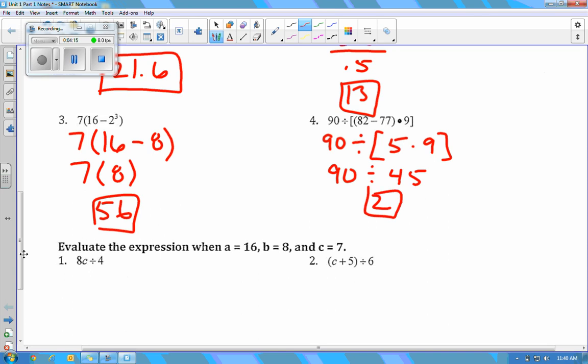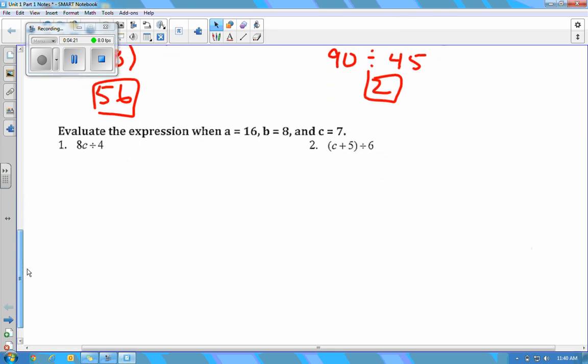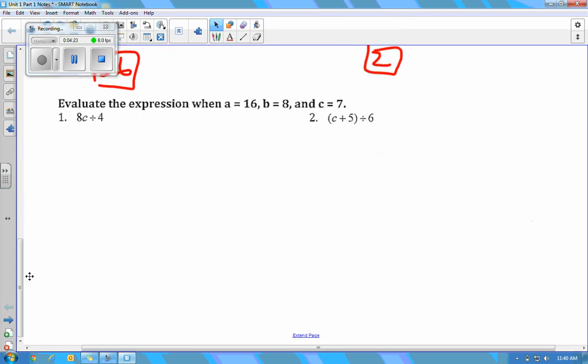Again, no equal signs anywhere on it. Make sure you have all those written down. If you look at the bottom of the page, it says evaluate the expression when A equals 16, B equals 8, and C equals 7. So now we're just adding a step. Now we need to plug in the numbers for the variables, and then we can do order of operations.